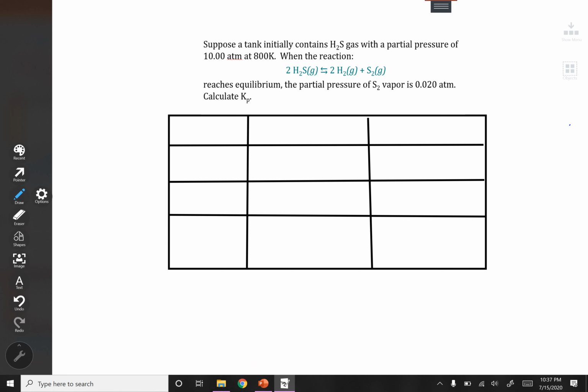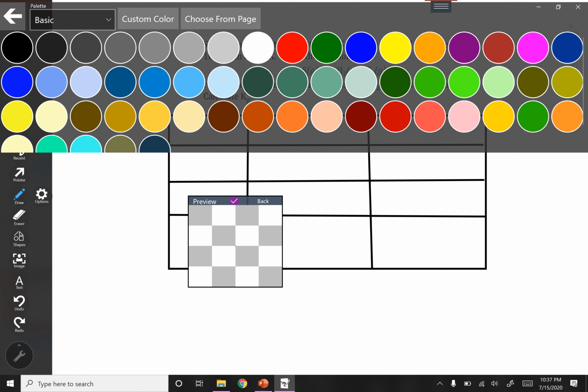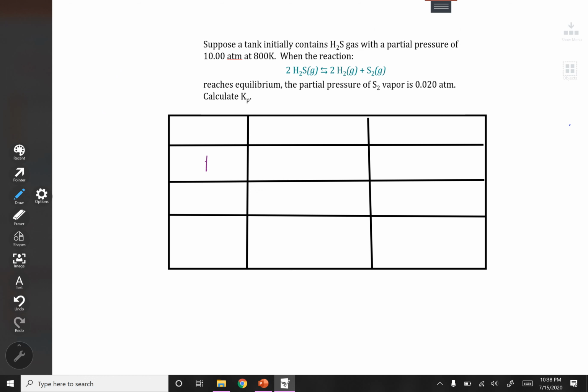Okay, so let's take a look at this one. Let's go ahead and set up our ICE table. You know what? Let's grab purple. Might be a little better for some people. Let's give it a little more contrast than that. Okay, so let's set up our ICE table. So just ICE. Oh, I didn't add enough boxes, did I? Okay, let's write ICE on the outside. I was thinking only 3 boxes, but we can write it over here. No big deal.